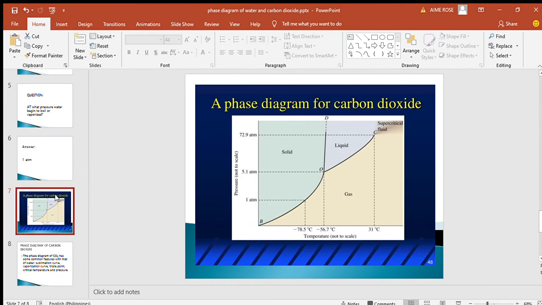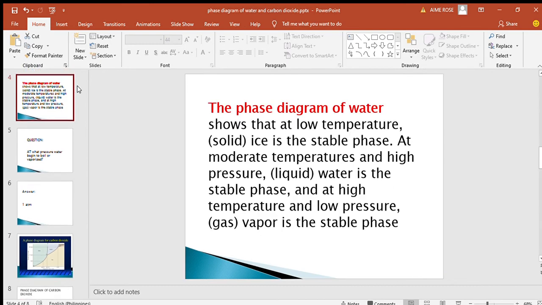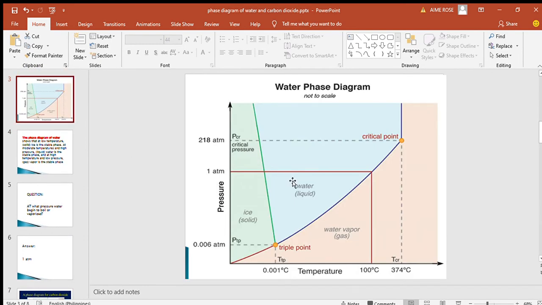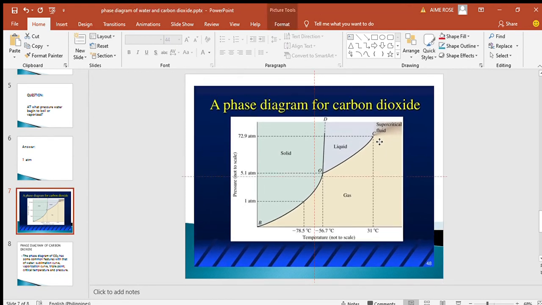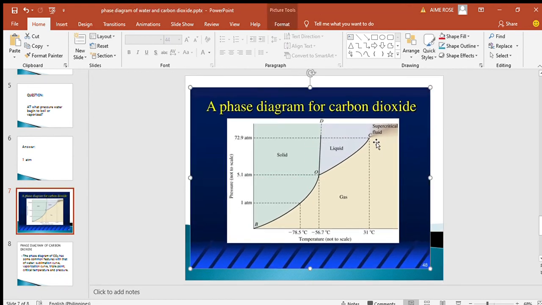Let's have a phase diagram of water. So as you can see, it also has the same features as the phase diagram of water. It has temperatures with the given pressures. Carbon dioxide, as we all know, is gas, right? But there are some cases that carbon dioxide will turn into liquid.